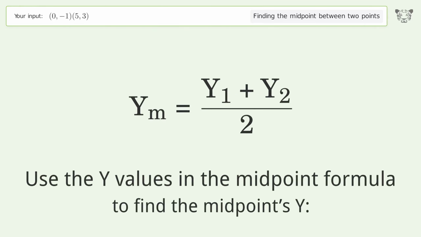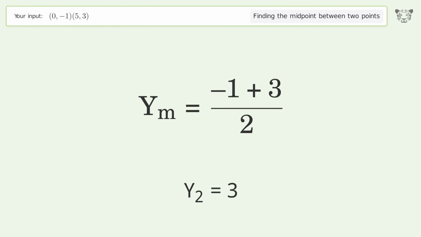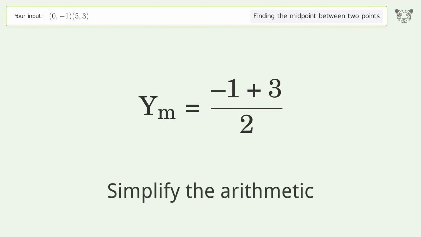Use the y values in the midpoint formula to find the midpoint's y. y1 equals -1. y2 equals 3. Simplify the arithmetic.